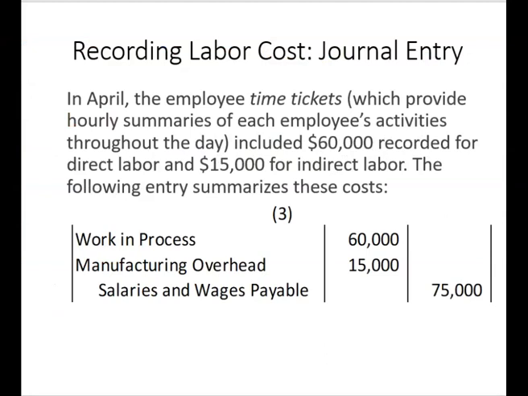Now we're talking about labor cost. So here we're thinking about direct labor and indirect labor. In April, employee time tickets, which is how we find the hourly summaries of each employee's activities, include $60,000 recorded for direct labor and $15,000 for indirect labor. The following entry summarizes these costs. Everything direct, we know, can be assigned to a job, so it goes to work in process. Everything indirect has to wait inside of manufacturing overhead. And then all together, we'll agree to pay our employees, so we'll put it into a liability, where we're promising to pay them: salary and wages payable.